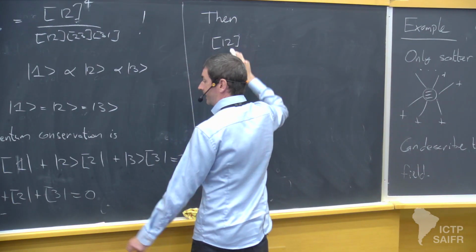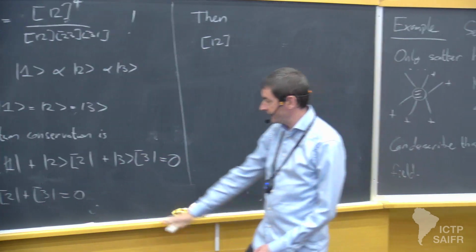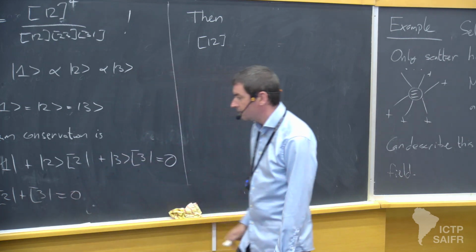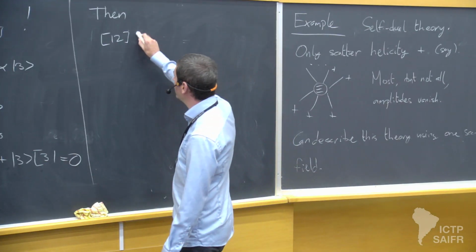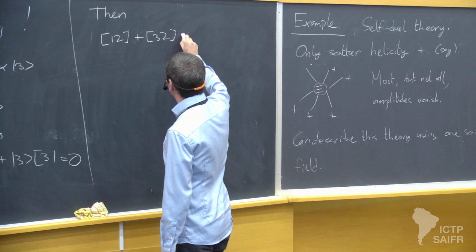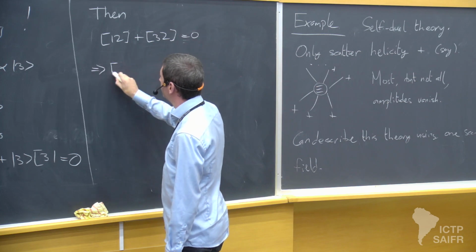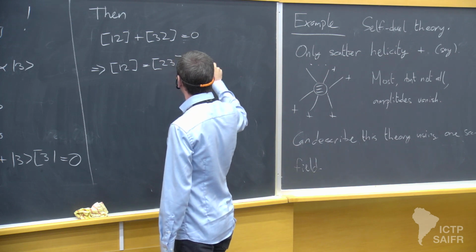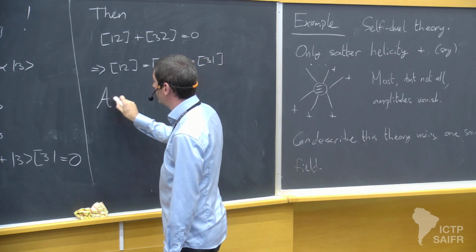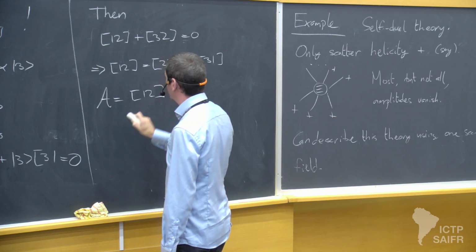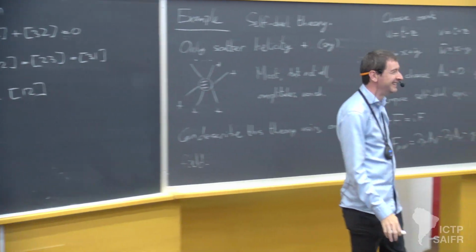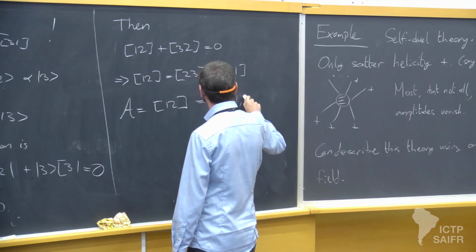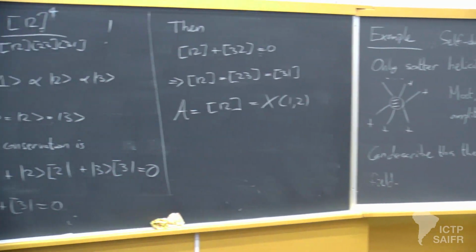So now if I take the product of this with a 2, and I compute ⟨1 2⟩ plus ⟨3 2⟩, well, ⟨2 2⟩ is 0. So ⟨1 2⟩ plus ⟨3 2⟩ equals 0. In other words, ⟨1 2⟩ equals ⟨2 3⟩ equals ⟨3 1⟩. And the amplitude is just ⟨1 2⟩. It's really important that I have power 4. So that is the x12. So these are related.